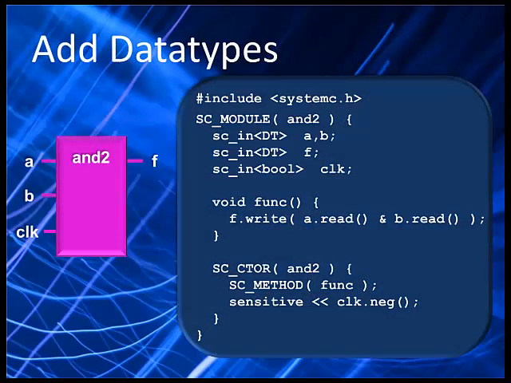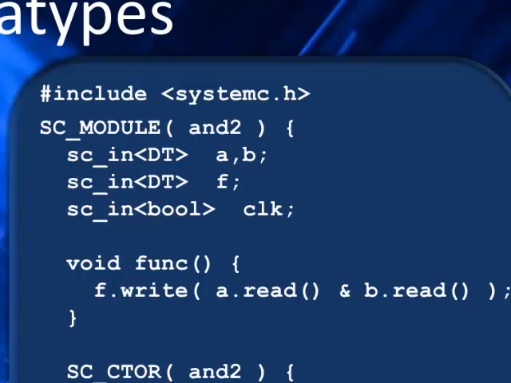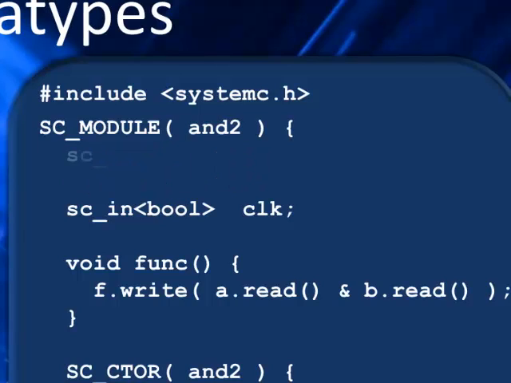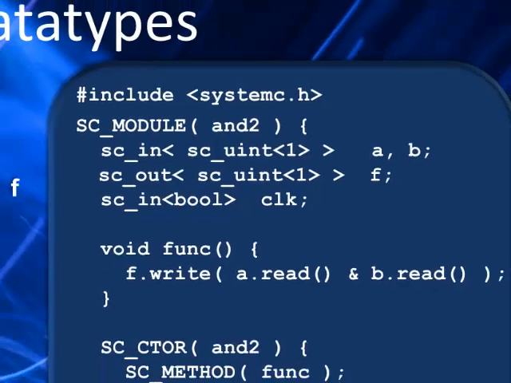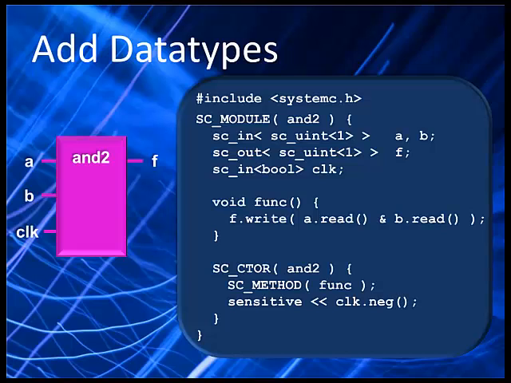So back in our design, I'm going to replace the DT data type placeholders with real SystemC data types. If I just want a 1-bit unsigned integer data type passing through the ports, I just replace it with sc_uint<1>, like this. Ports A, B, and F are all now 1-bit wide and unsigned. So there you go. In 10 minutes, you've learned enough SystemC to create a basic design.